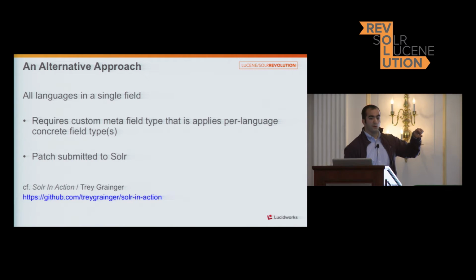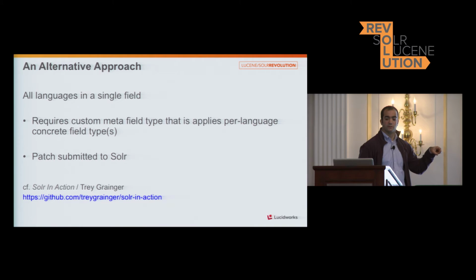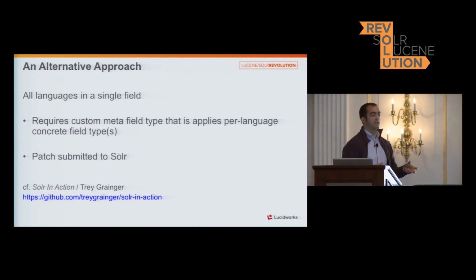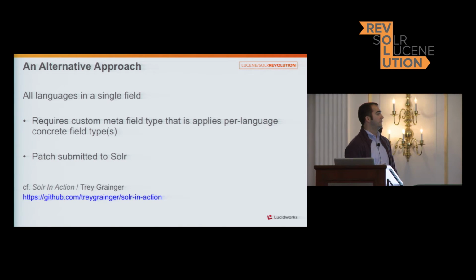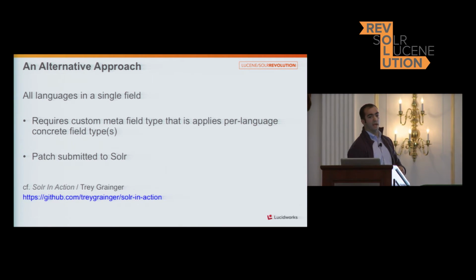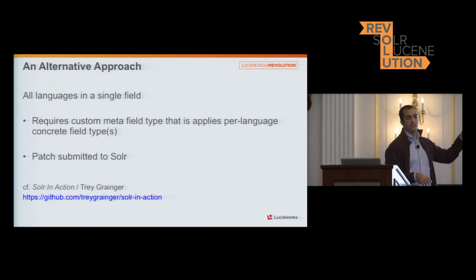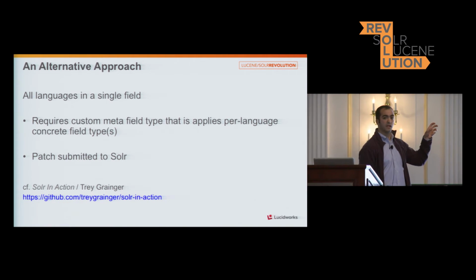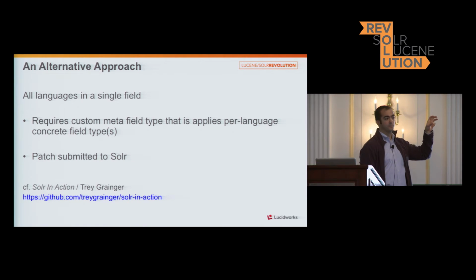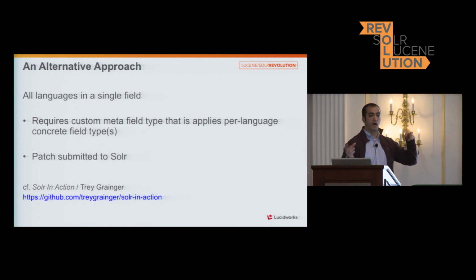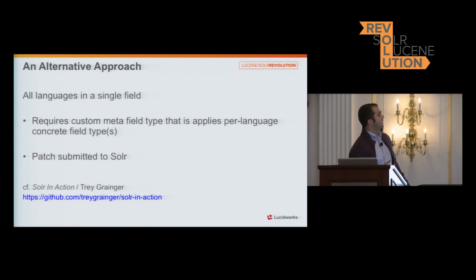So the alternative approach is this all languages in a single field. It requires a custom field type, call it a meta field type, that applies per language concrete field type. So there's no analyzer specified in this field type. It's really just a mapping of language codes to the concrete field type. As far as I know, a patch has been submitted to Solr, or maybe not yet. I know there's a JIRA, but it's sort of on the way to getting there. And like I mentioned, this is something that Trey came up with.